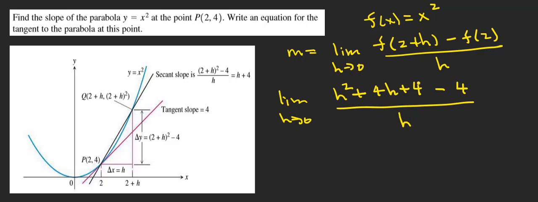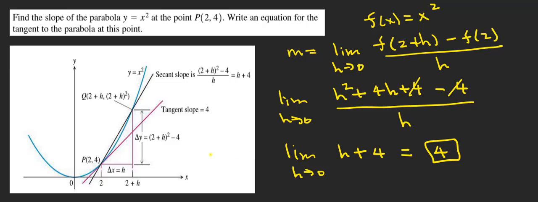Now let's find the limit. Well, the 4 cancels out, and notice, h will cancel out. So you're going to get h plus 4, because h squared divided by h is h, and 4h divided by h is 4. Now let's plug in 0. What happens? You're going to get 4. So that means at that point, the slope of this line is going to be 4.